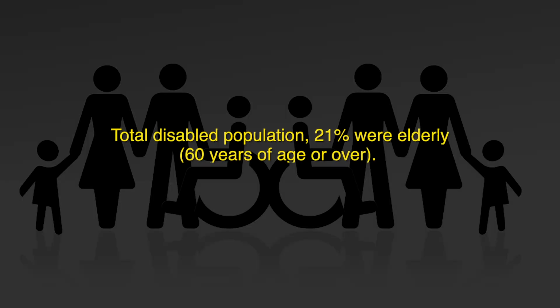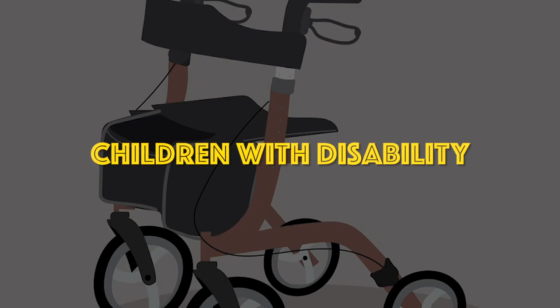And when we talk about the elderly population, out of the total disabled population in our country, 21% are elderly, or above 60 years of age. Now let us discuss the data on children with disability.